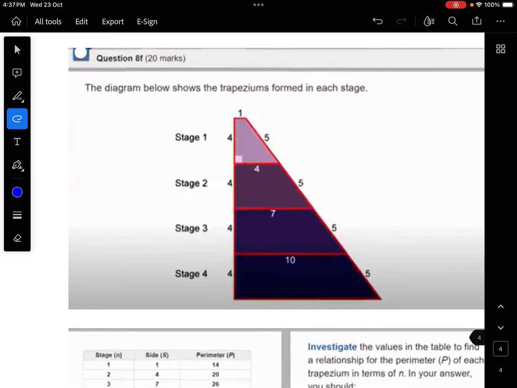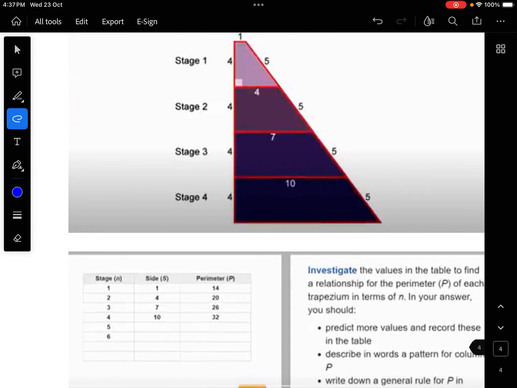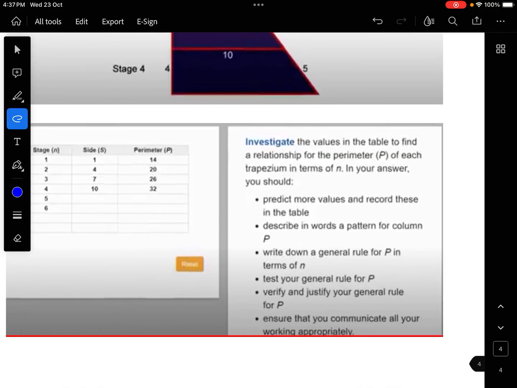Okay, let's go down to 8F. This is the meaty one that's worth 20 marks. Obviously we're just trying to put trapeziums together from stage 1 to stage 4, and of course in many other stages that come after 4 as well. In the eAssessment, you will usually have an opportunity to investigate a similar pattern for the final meaty part of this criterion B section as well.